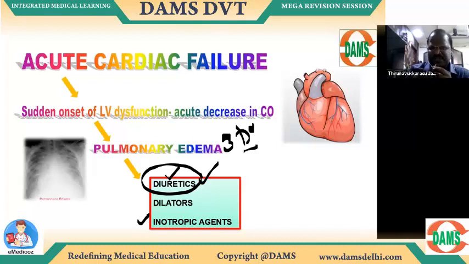Here, suppose a patient has heart failure with oliguria. Here, I want to improve the cardiac output as well as improve the renal outflow also. For that, the best option is dopamine. And we also have one more drug, norepinephrine. That's also a wonderful drug for treatment of acute heart failure.